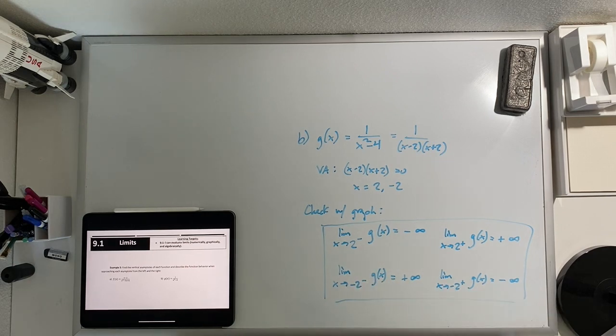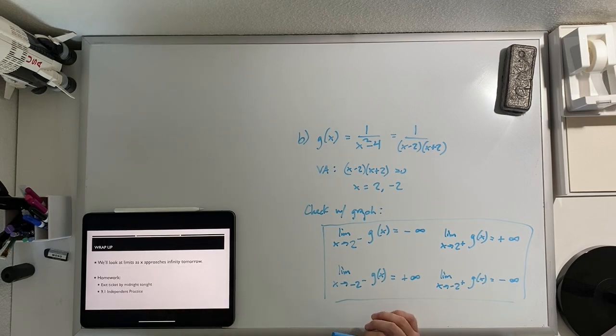So there's nothing really new here aside from the notation. You knew how to find vertical asymptotes, you knew where they are, and you're just graphing it on a calculator or Desmos and looking to see, is it going up? It's positive infinity. Is it going down? It's negative infinity. And then just using the proper notation. So hopefully that wasn't too bad.